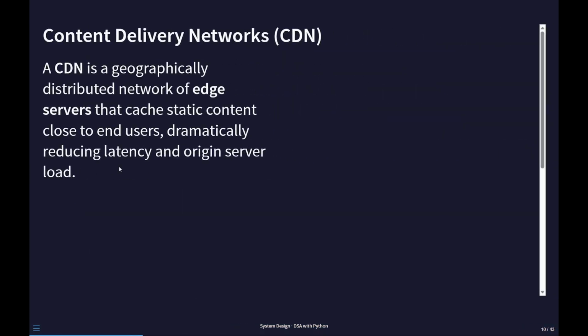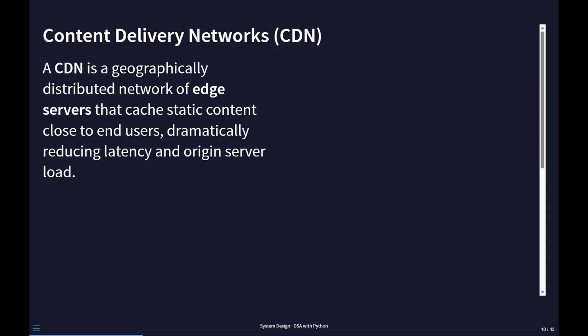Next, so far we have talked about scaling compute and databases. But what about content? How do you serve images, videos, and static files to users spread across the globe with low latency? That is what a CDN does. A content delivery network is a geographically distributed network of edge servers, called points of presence, or POPs, that cache your content close to your end users.